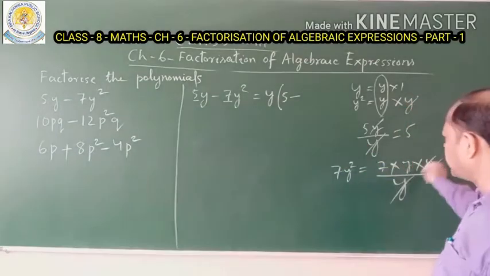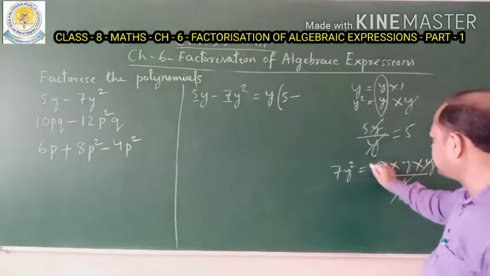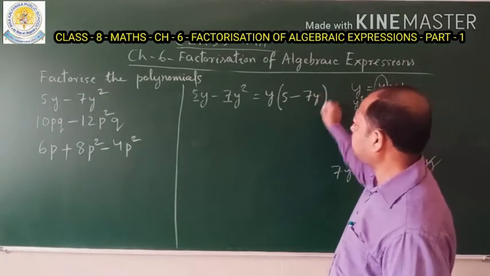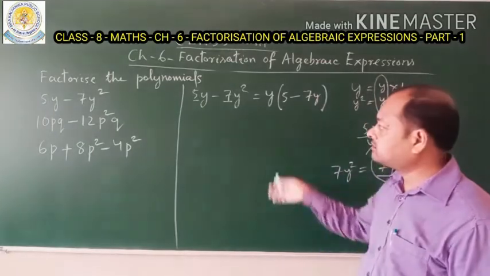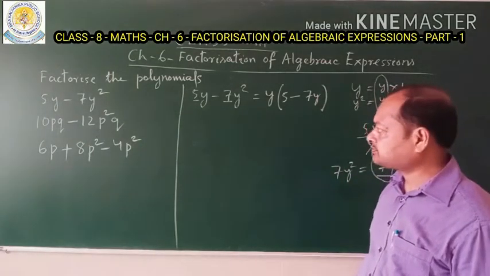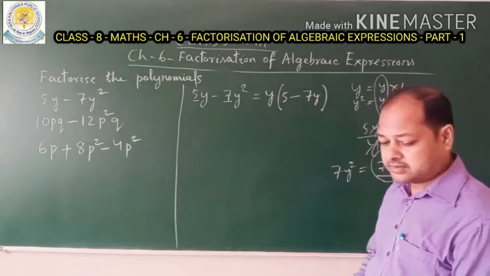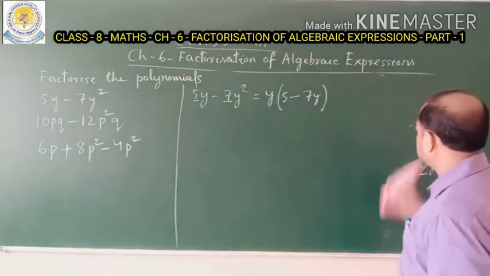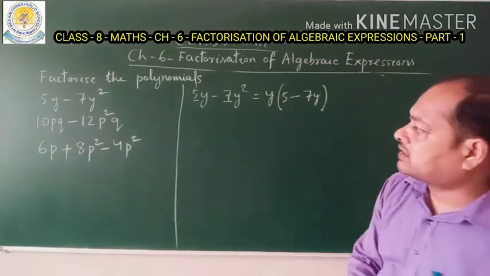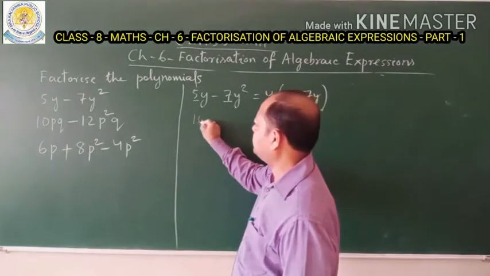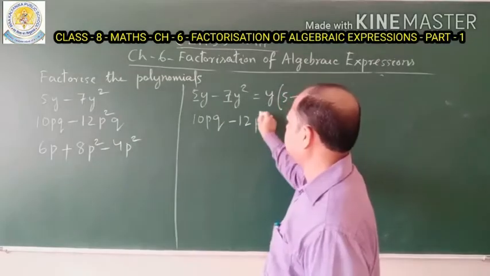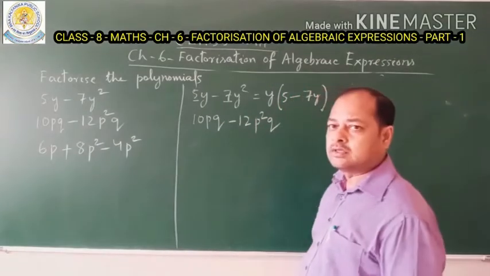So if I take y divided, which term am I getting now? 7y. So I will write here 7y. So this is the factorization of 5y minus 7y square. Okay. Now come to the second question. The second question says: factorize 10pq minus 12p square q.